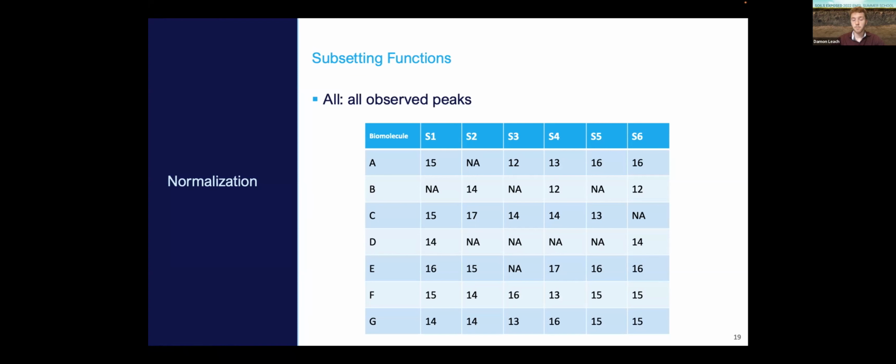So the first one is probably the easiest. It's all. So we're just going to take all observed peaks. So here we have 7 biomolecules, A through G. And regardless of missing values, regardless of anything, we are going to run through all 7 biomolecules being subset and apply the different mathematical functions, whether it be mean, median, or z-score.